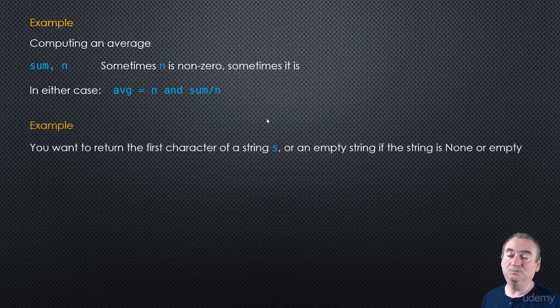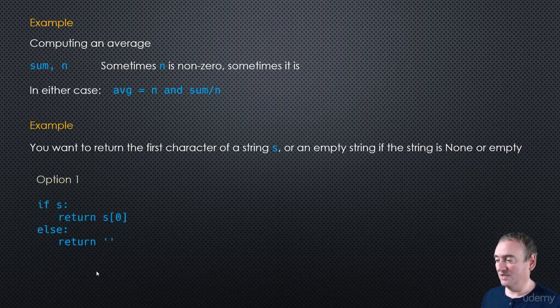Here's another example. Let's say you want to return the first character of a string s, or an empty string if the string is none or empty. So in other words, we have a string and we want to bring back the first character of that string. But of course, if the string is none or empty, we just want to bring back the empty string. So let's see how we could do that. Here's one option. If s, return s[0]. Otherwise, return the empty string.